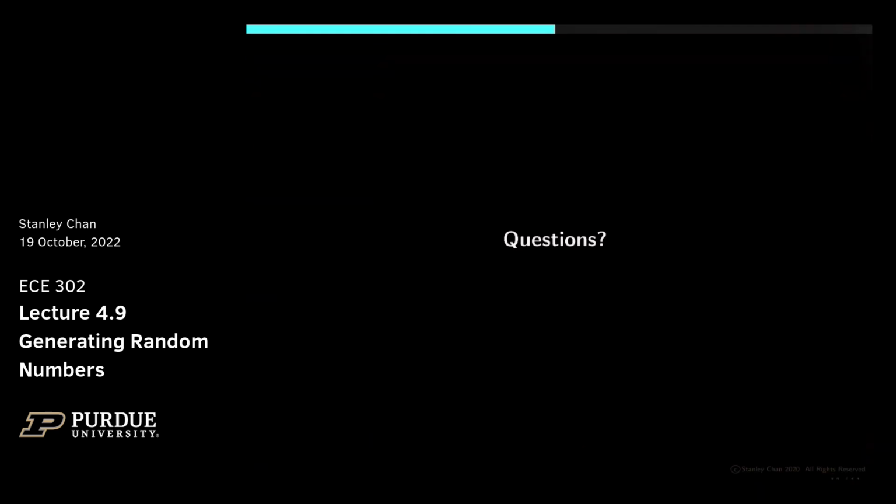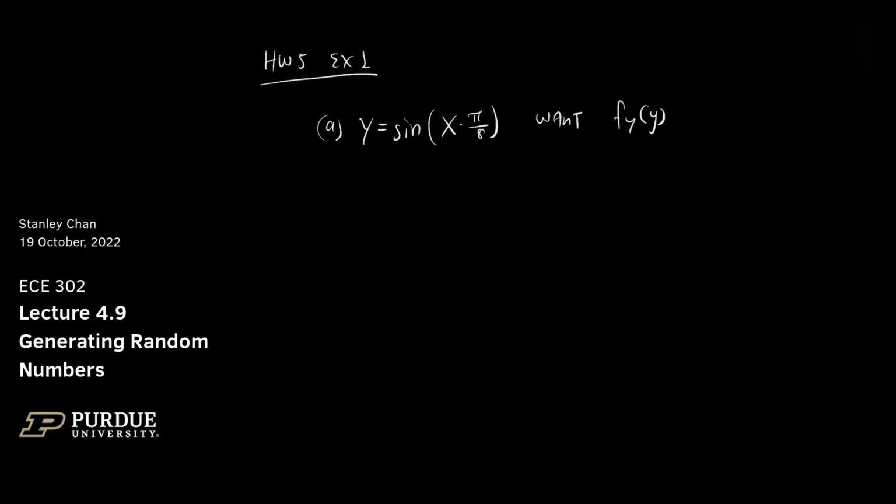In class, we also went over a practice problem, which we will do here too. We started it. So we're going to start the practice problem here. This is homework 5, problem 1. So here is homework 5, exercise 1. We went through the beginning of A. And so the goal is you've got this y is equal to sine. And you want to find the PDF of y.